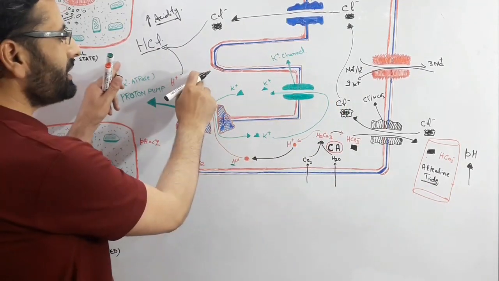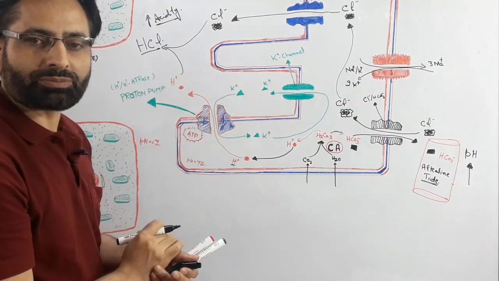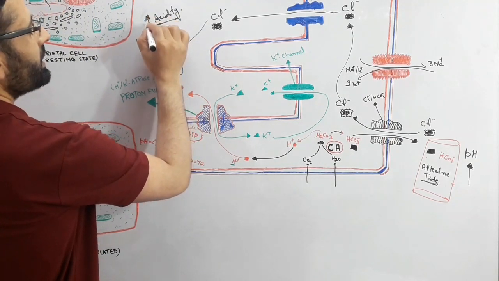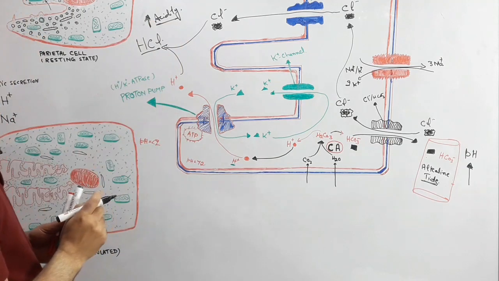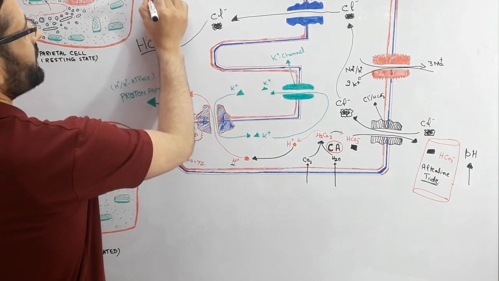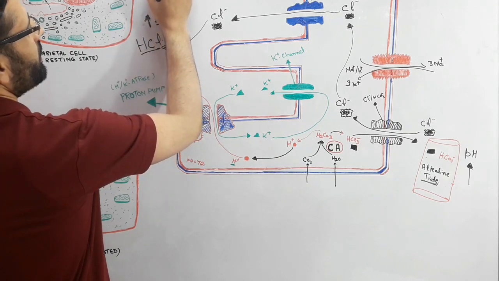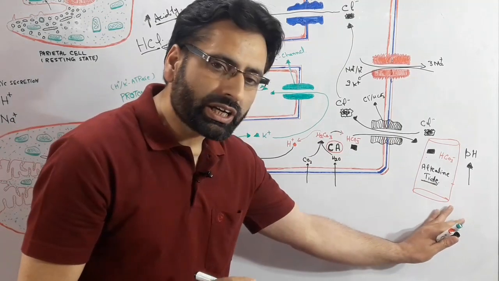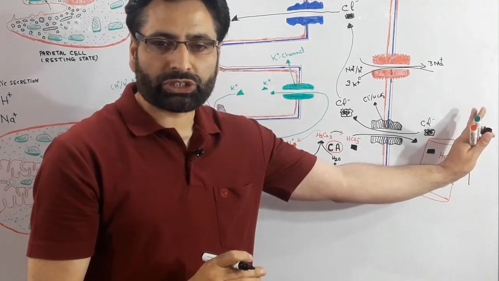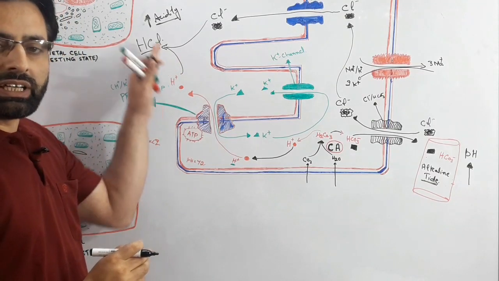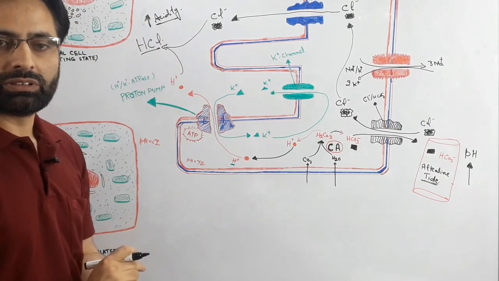What happens in the lumen of the stomach? In the lumen of the stomach, we observe an increase in the acidity. That is, so far as the pH is concerned, we observe a decrease in the pH value. So in the blood we have an increase in the pH value, and in the lumen of the stomach we observe a decrease in the pH value.